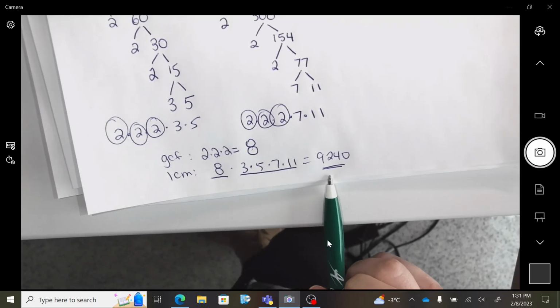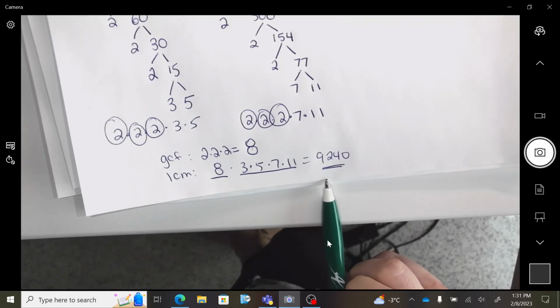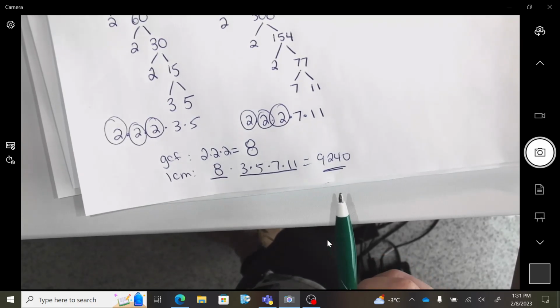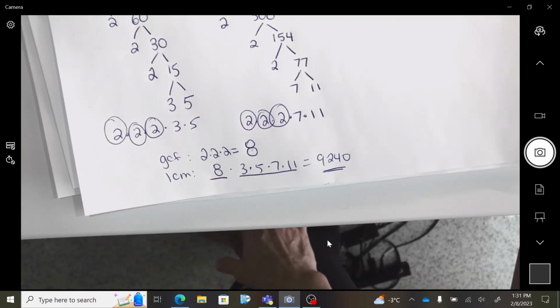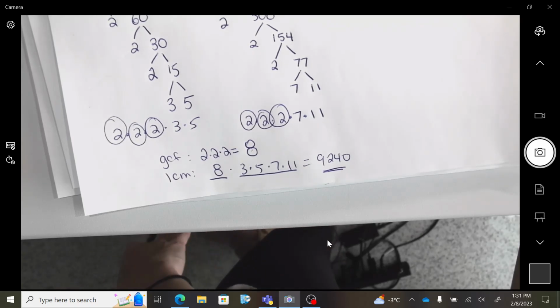So that's the first number I can find that I'd be able to divide by 120 and by 616. Does that make sense? That's the first number that you'll ever find that you can do both of that with.